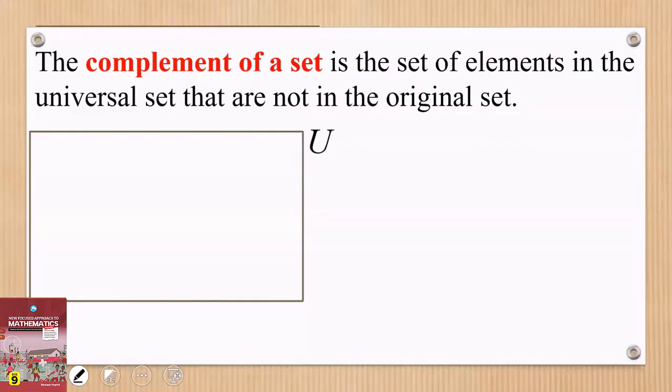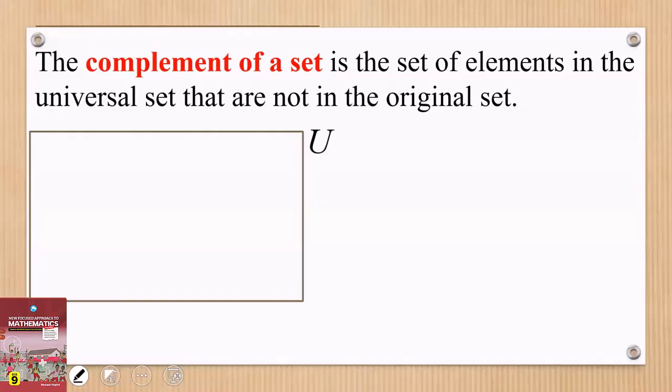Now, we know what complement of sets is. We've learned this already, but we can still go over it again. The complement of sets, we said, is the set of elements in the universal set that are not in the original set. They are in the universal set, but not in the original set.